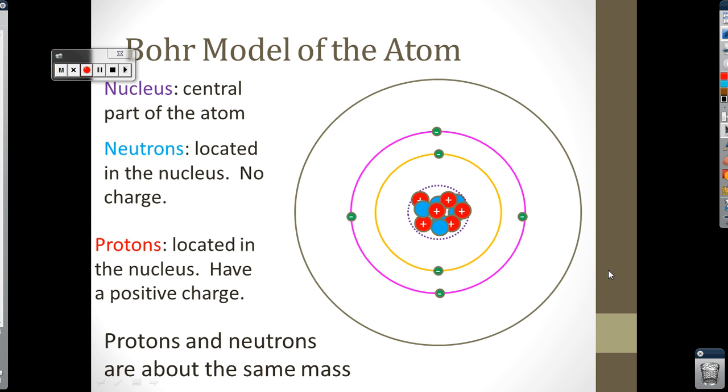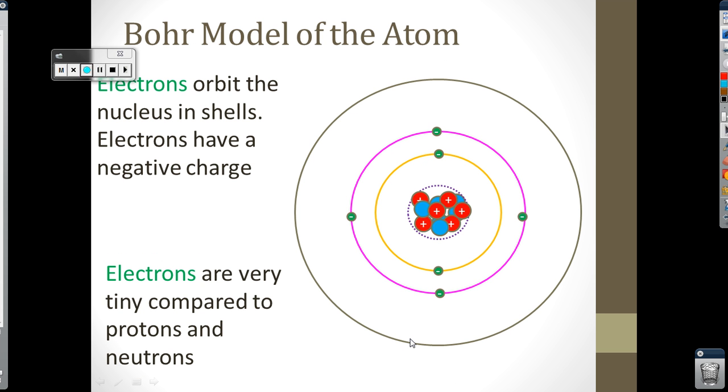So the next page tells us a little bit about what we talked about previously. The nucleus is the central part of the atom. It's very dense. It has protons and neutrons in it, and protons and neutrons are very, very large compared to electrons. Protons and neutrons are about the same size. They're located in the nucleus. Again, we said protons have a positive charge, neutrons have no charge. Okay? And they're about the same mass.